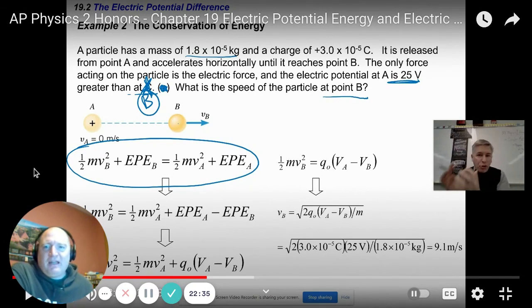What happens if this was a negative charge? Well, it would just run the other way. It would never get to B. But you could put the negative charge at B and it would run to A. So I really, really loved what he was doing here.